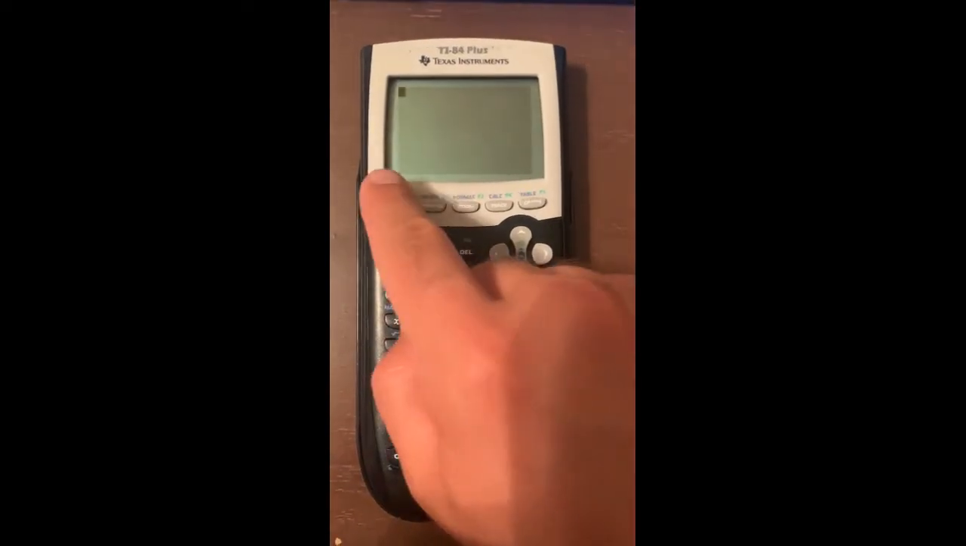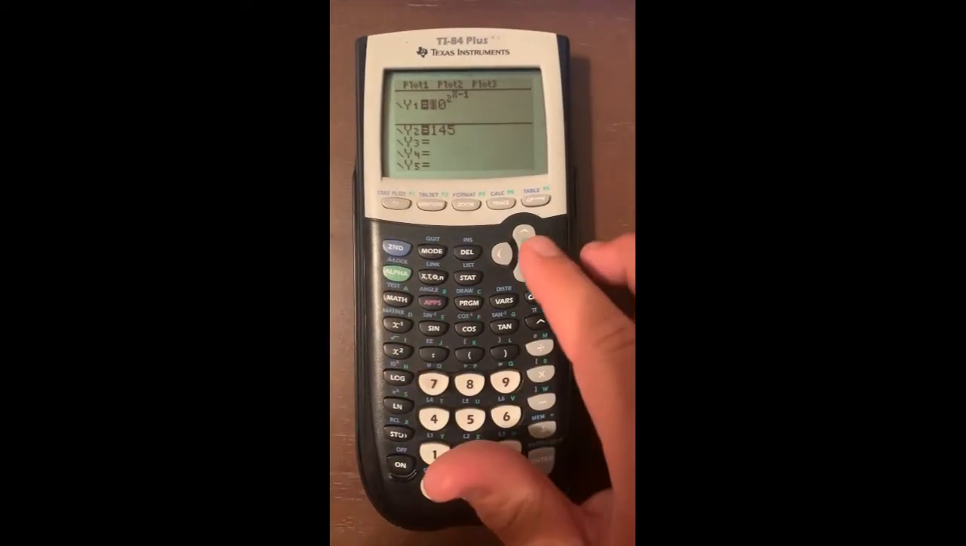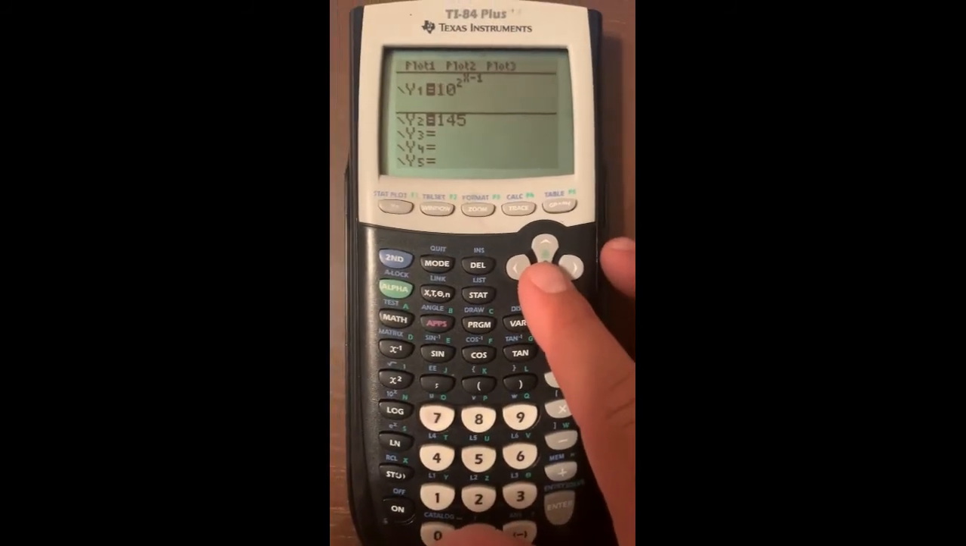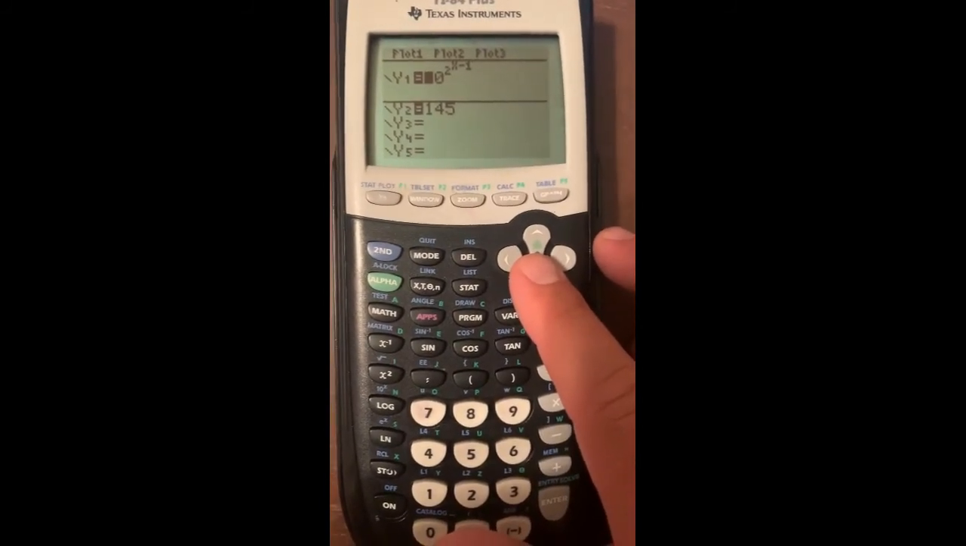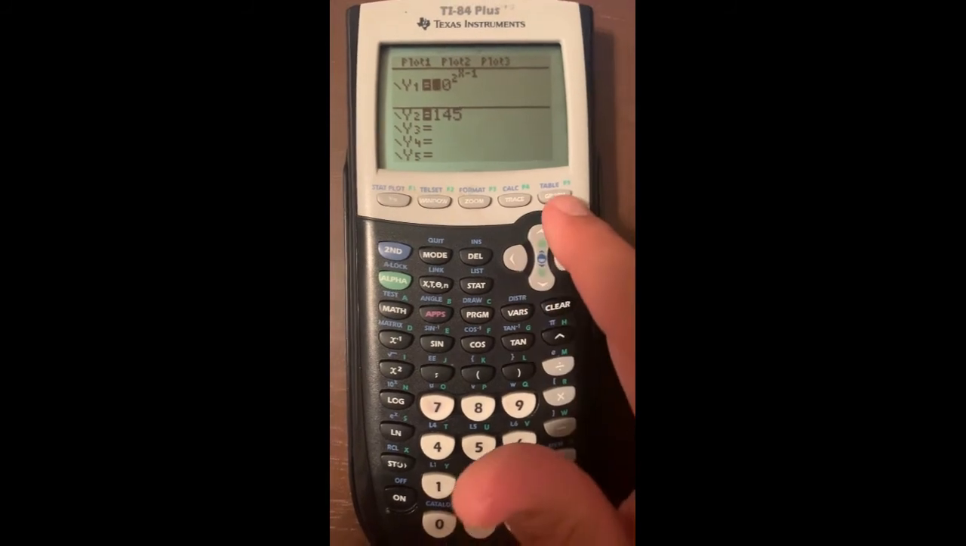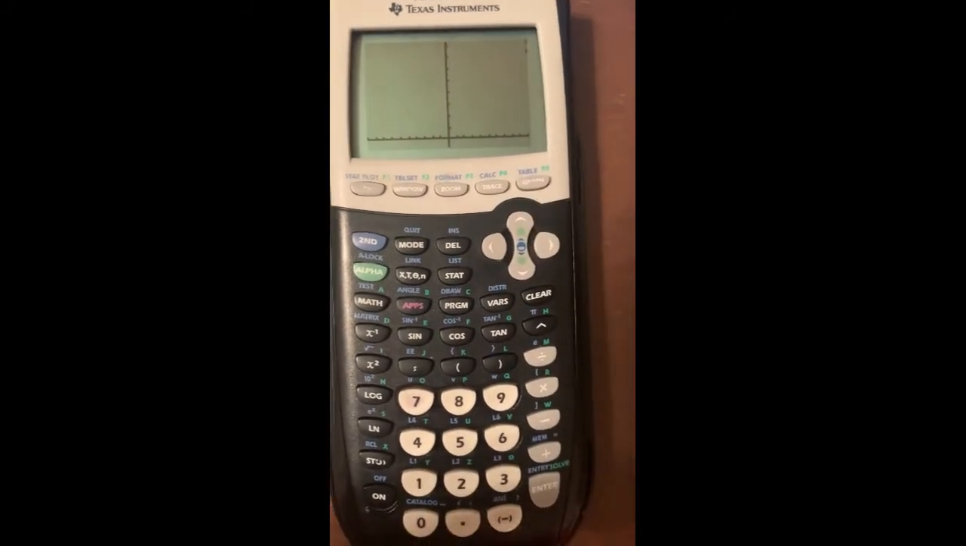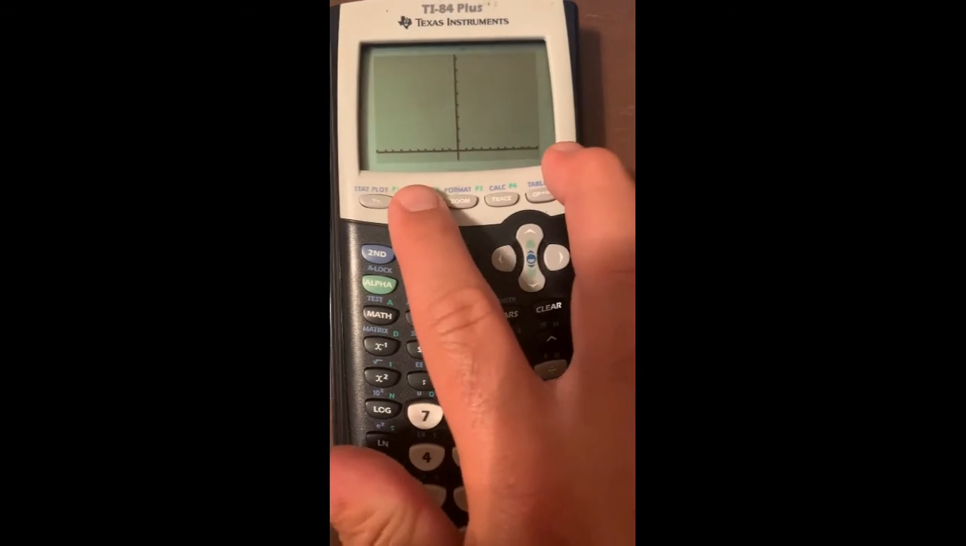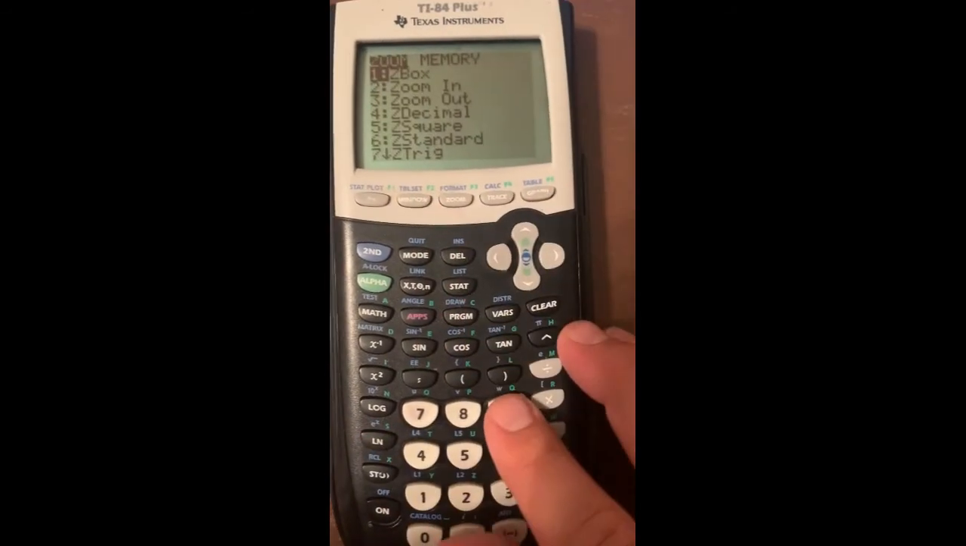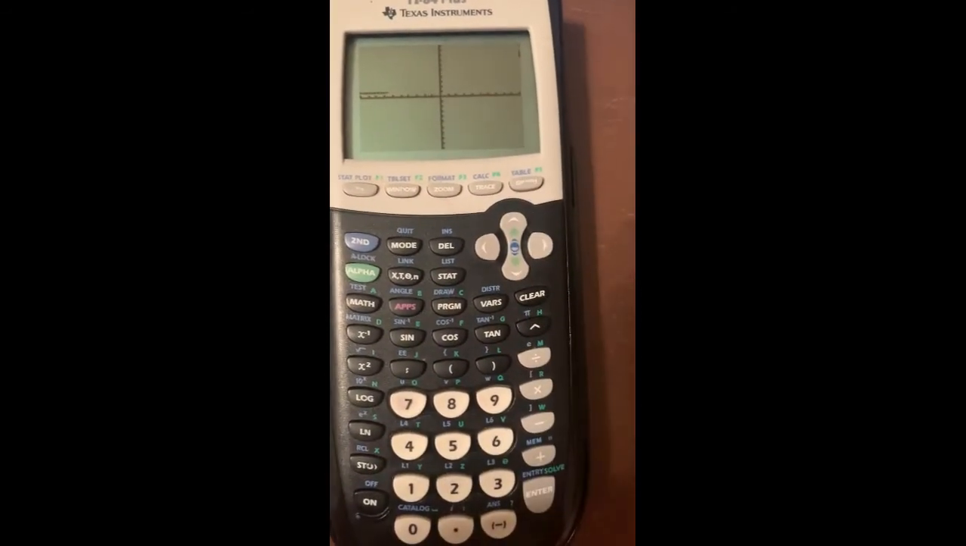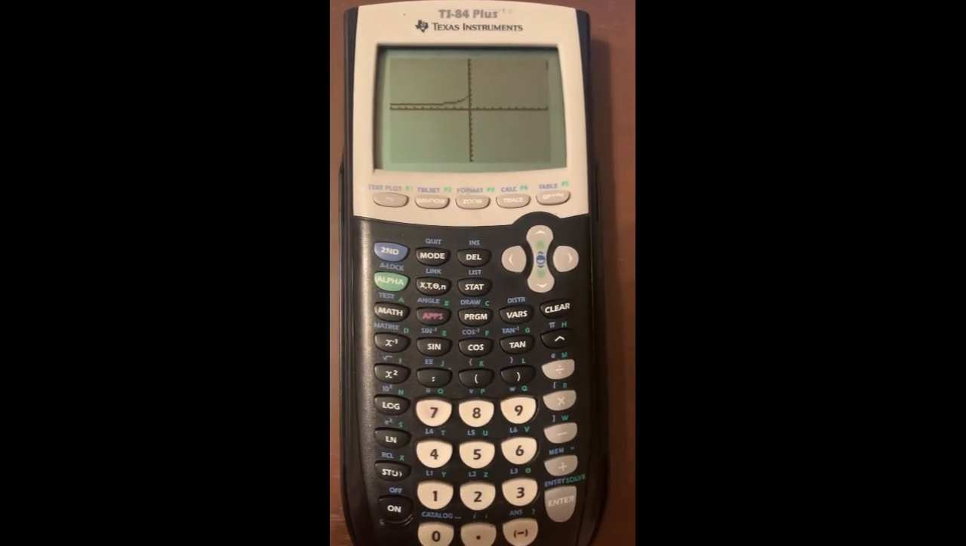When you go to type these into your calculator, you go to the top left, hit y equals. Again, there are y1 and y2. Always just be careful when you're typing them in, make sure they're correct. Then you're going to hit graph. Most of you are probably going to have your window at a 10 by 10. So if you look at your calculator, you're probably going to look like this.